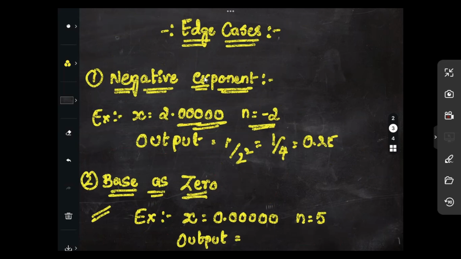So let's come to the second edge case here. Base as 0: x equals 0.00000 we have given here, n equals 5 we have given here. In this case, the output will be 0.00000 itself, because 0 to the power of anything will be 0 itself. 0 to the power of n is always 0. This edge case, just keep this in mind. This is very important. This edge case, base as 0.